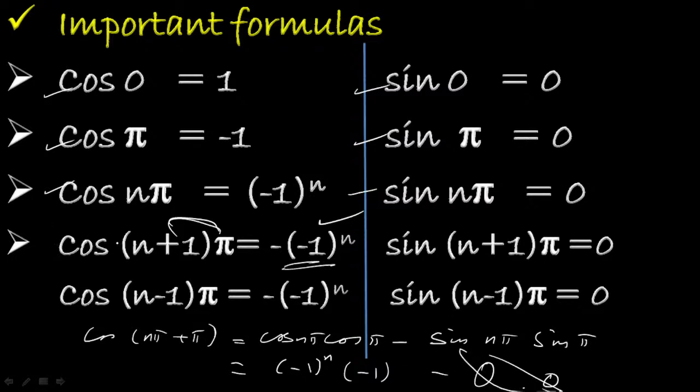That's why you have cos (n plus 1) pi is minus of (minus 1) to the power n. And likewise you have cos (n minus 1) pi, the same formula, instead of plus here you have minus. But for the second term, here you have plus 0 or minus 0, whatever it may be, the same value for cos (n minus 1) pi too. Whereas sin (n plus 1) pi is 0 and sin (n minus 1) pi also takes the value 0.